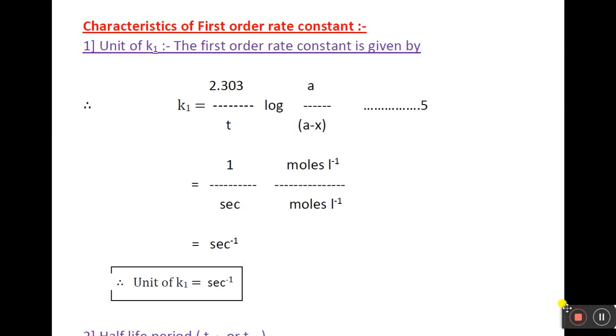Namaste all of you. In today's lecture, we are going to learn characteristics of first order rate constant. In the previous lecture, we learnt the integrated rate law expression for first order reaction, the definition of first order reaction, and the derivation of integrated rate law for the first order rate constant as well as the exponential form of first order rate constant.